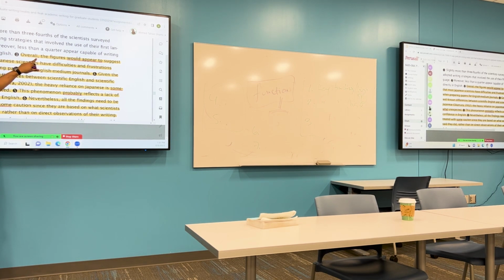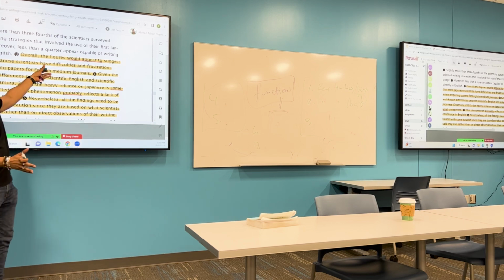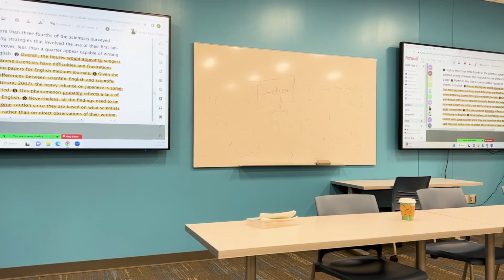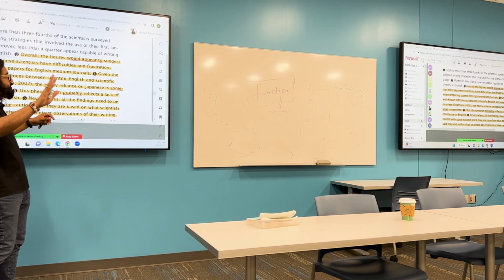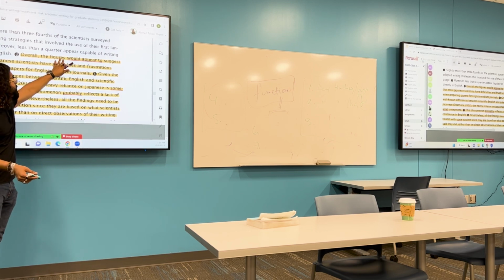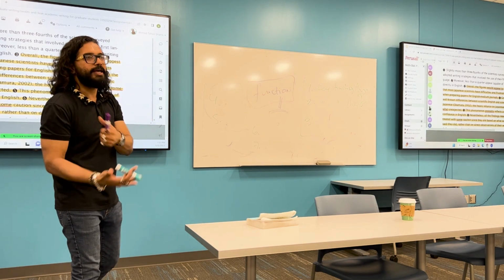Overall, we got a qualifying phrase. Then what do we have? The figures. So it's a summary statement, you're summing up. But what are you summing up? You said problem. Anyone else? Claim. So we got 2 words, problem and claim. This is not the claim of the research paper because he's giving one example. The figures would appear to suggest that most Japanese scientists have difficulties and frustrations when preparing papers for English medium journals. We got to a summary statement, but we're still trying to focus, a narrowed focus, getting deeper there.